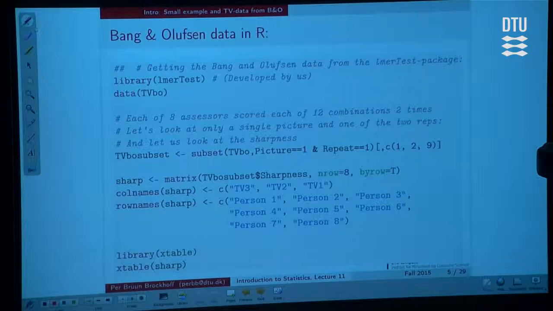I'm making a subset where I pick up only one repetition, because it was also done several times, and I only look at one picture stimulus. So I'm just comparing the three different TV sets with a given picture stimulus.